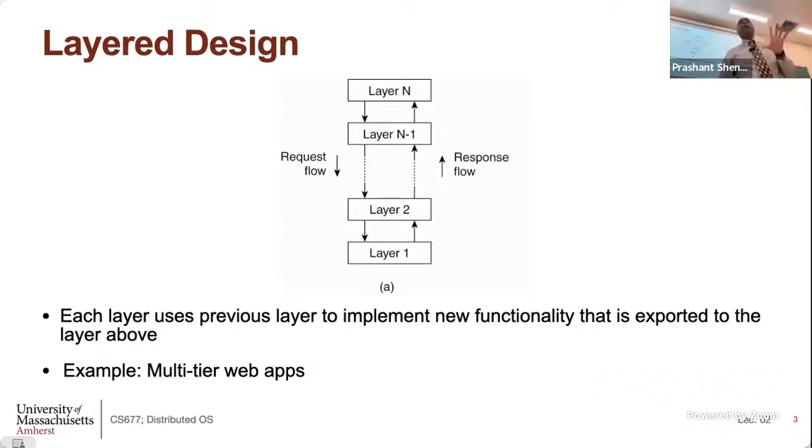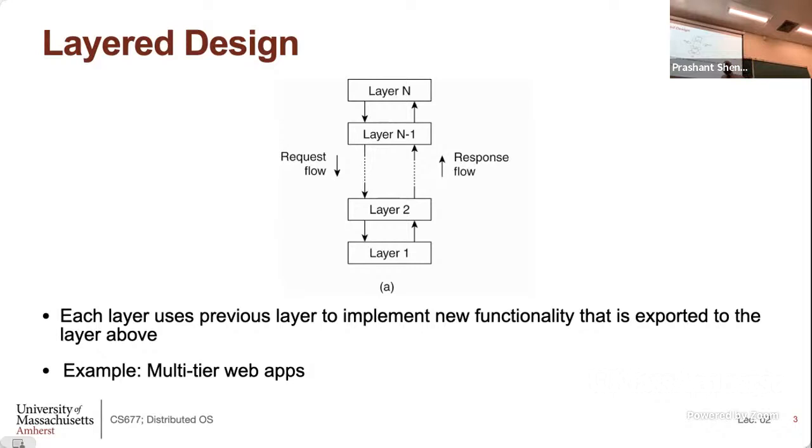Now, if you've taken an undergrad OS class and actually got to the networking topic in that class, this picture should be familiar to you because this looks like a protocol stack. The TCP/IP protocol stack and so on. So this layered design is used in other contexts. But we are talking here about a distributed system or a distributed application, and the same architectural principle applies to distributed systems or applications.